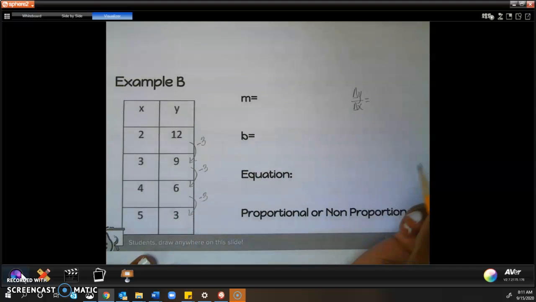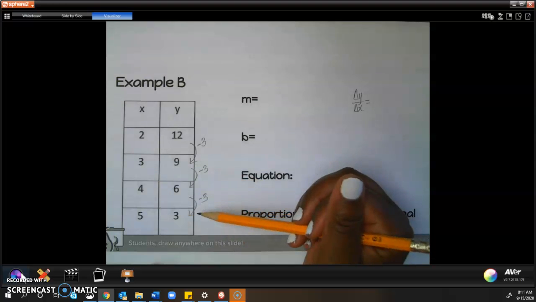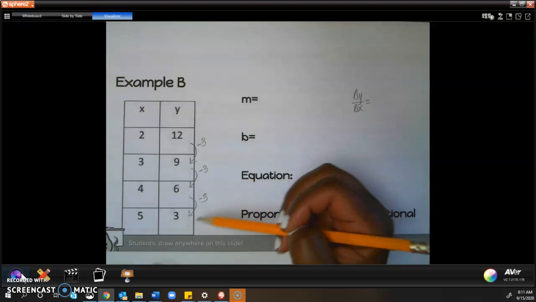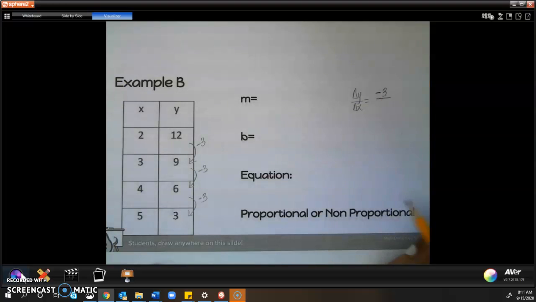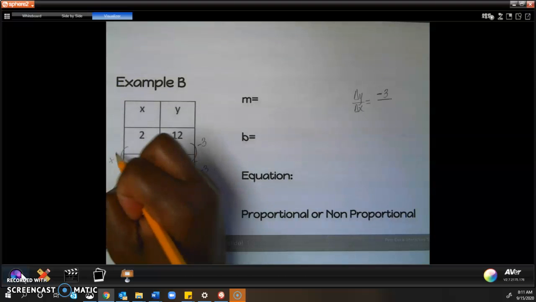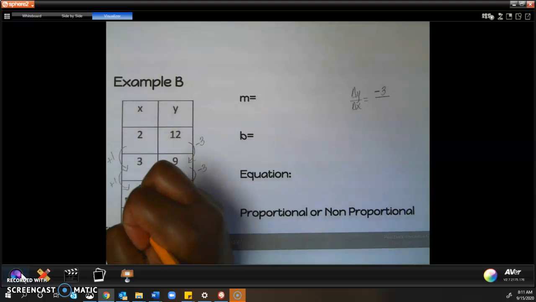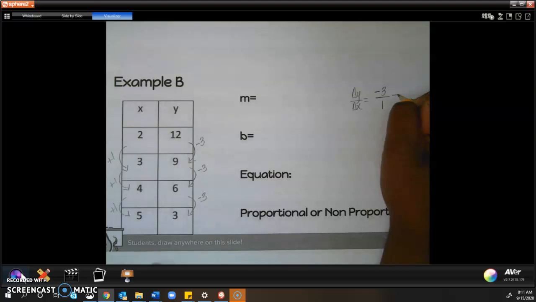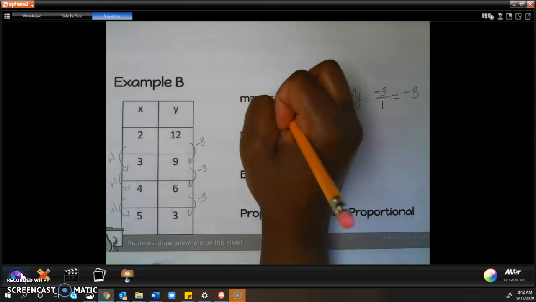So we know our slope is negative because every time our x increases, our y value decreases. So when your x increases, your y value decreases, it's negative. So I have -3, okay, as my change in y. My change in x from 2 to 3 is 1. 3 to 4, plus 1. 4 to 5, plus 1. So -3 over 1 is -3. So my slope is -3.